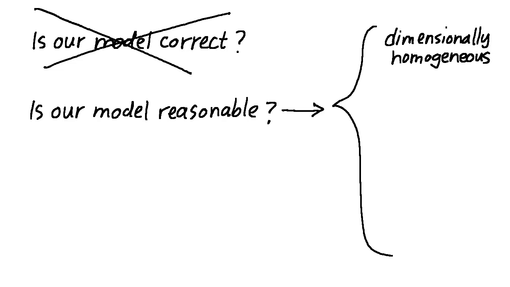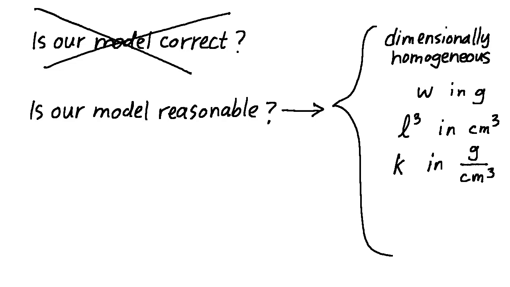A quick check on units shows that we're in the clear on this point. We could measure W in grams. We could measure L in centimeters, so L cubed would be measured in cubic centimeters. We could also see that K in this framework would be a rate expressed in grams per cubic centimeter. Ultimately, both W and the product KL cubed are measured in grams, and so we have apples on both sides of our equation.